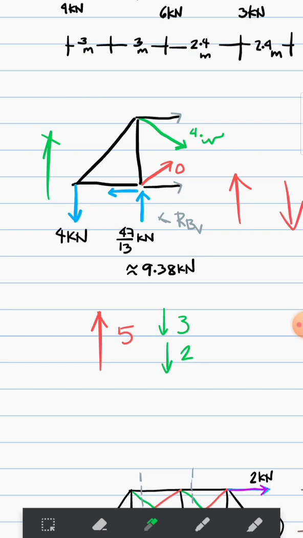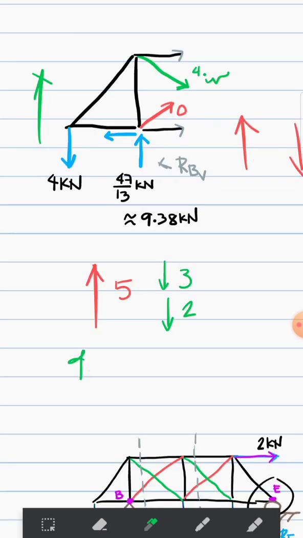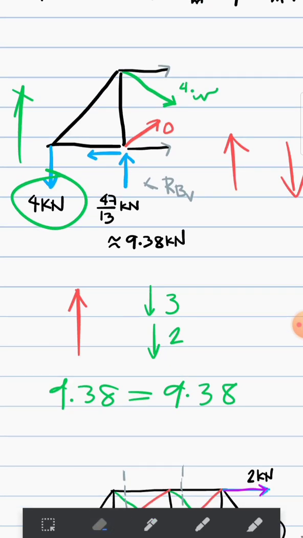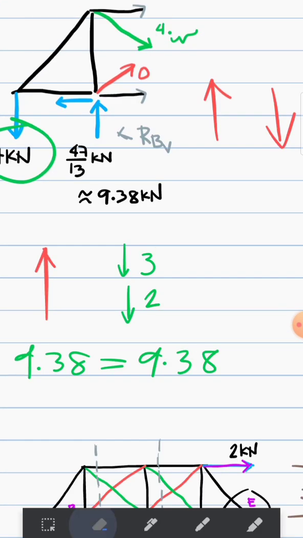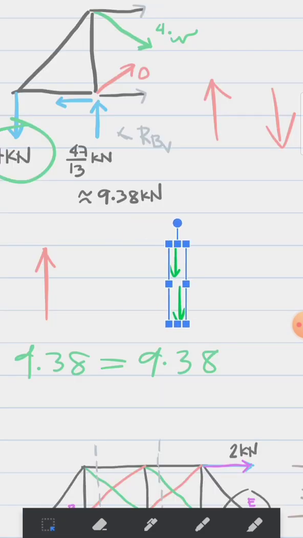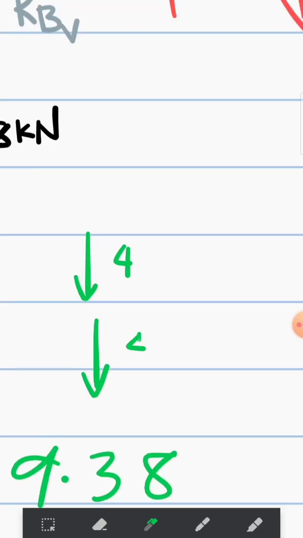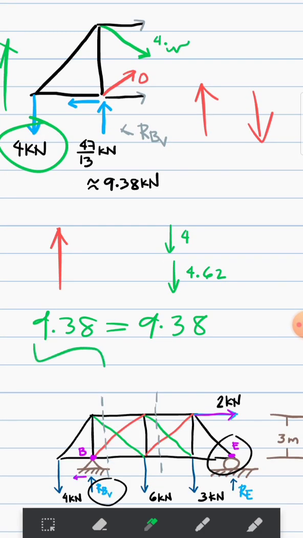So in order for this to balance, so we can have 9.38 equal to 9.38, forces upward and downward, we must add something to 4 in order for that to become 9.38. And that's going to be 4.62. So here, if we change this to 9.38, here as well, this is 9.38, and here we only have 4. And this would be 4.62 for this to be in equilibrium.